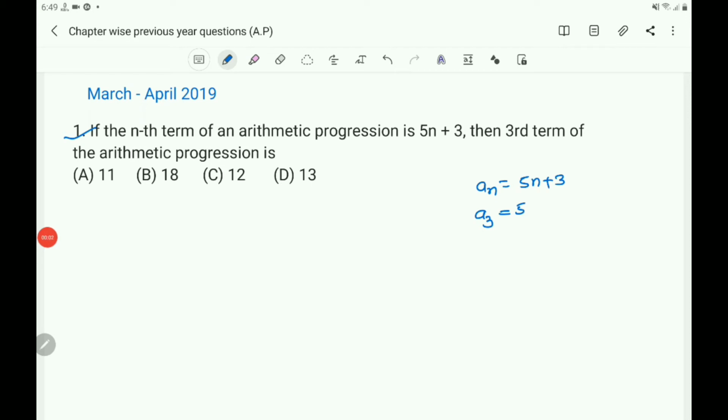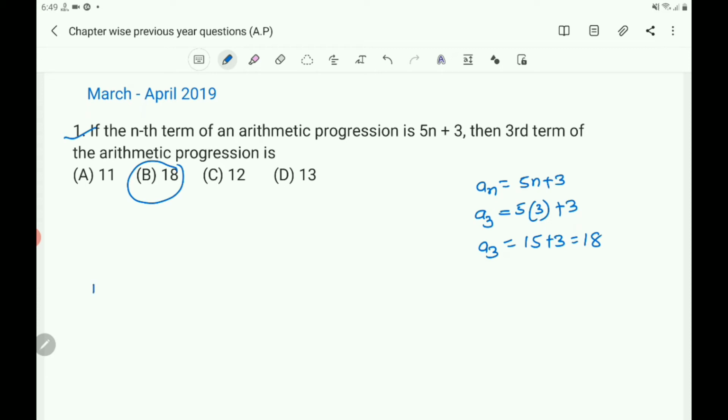In the place of n, you take 3 because it is a3 = 5n + 3. You write a3 = 5 × 3 + 3, which is 15 + 3, and 15 + 3 is 18. So you got that option B, 18, is the answer.